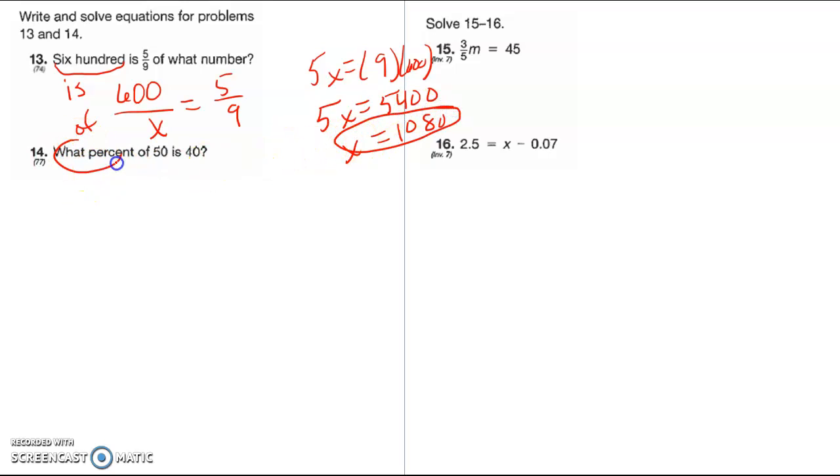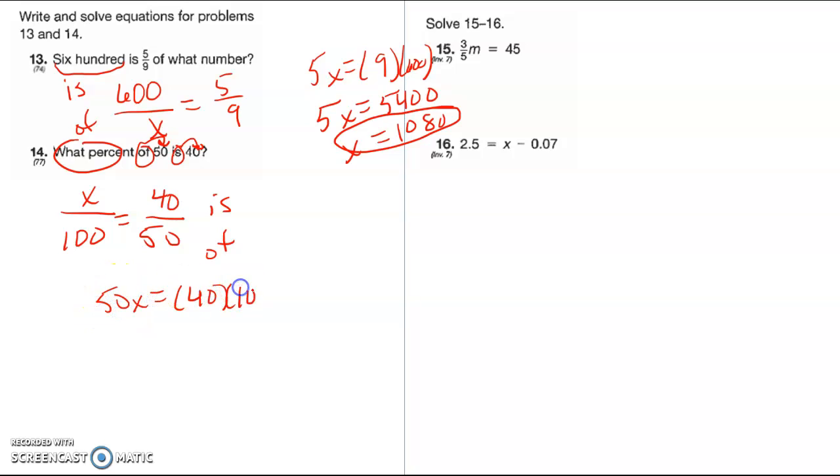All right, what percent, so percent is per 100, of 50 is 40? Cross multiply. %.